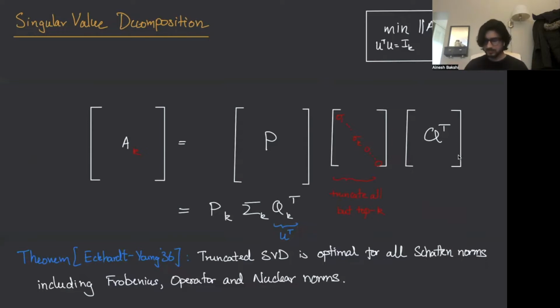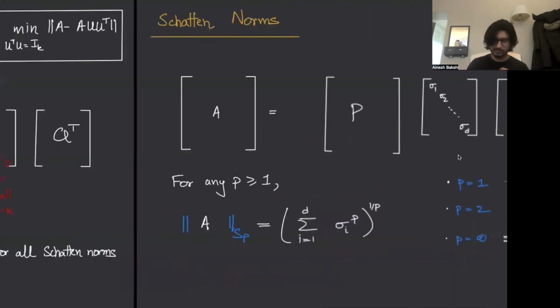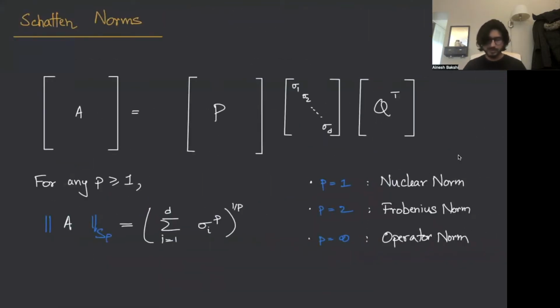This holds more generally for any Shannon norm, which includes as special cases the Frobenius norm, the operator norm, and the nuclear norm.